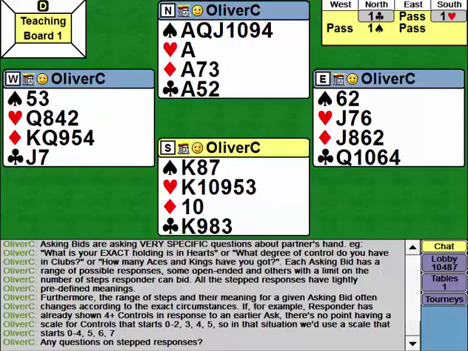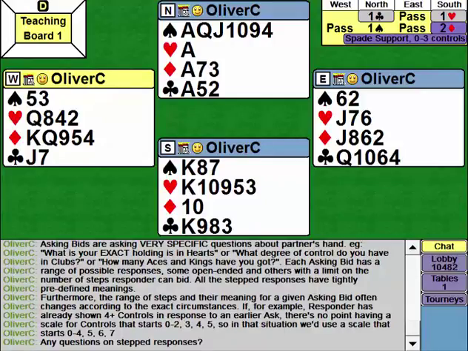South here is going to make the three-step response. In other words, the one-step response would be one no trump, the two-step response would be two clubs. They're actually going to bid two diamonds, which shows spade support, but only 0 to 3 controls. So there's an example of a step response.